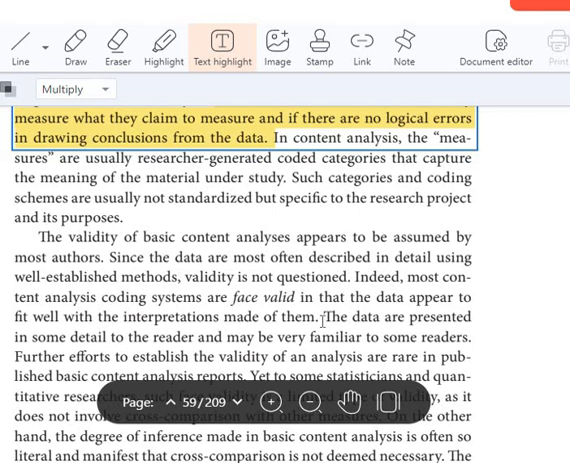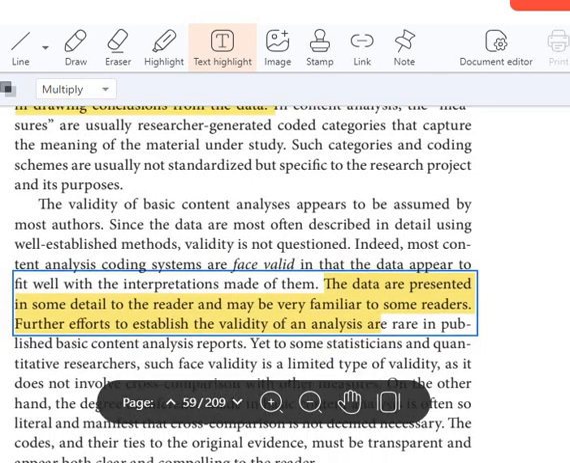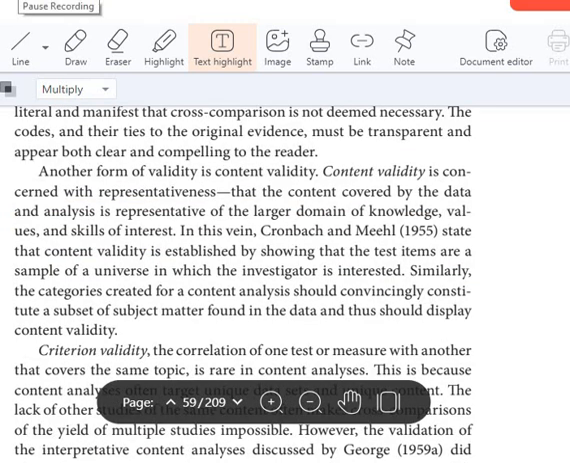The data are presented in some detail to the reader and may be familiar to some readers. Further efforts to establish the validity of an analysis are rare in published basic content analysis reports. More examples on validity. Actually, we don't want to focus much on validity, but here's another kind, which is content validity. What is the definition of content validity? It is concerned with representativeness, that the content covered by the data and analysis is representative of the larger domain of knowledge, values, and skills of interest. Okay, what about the other type?